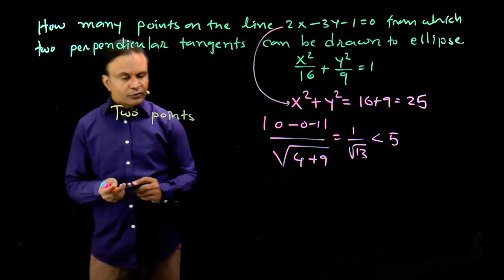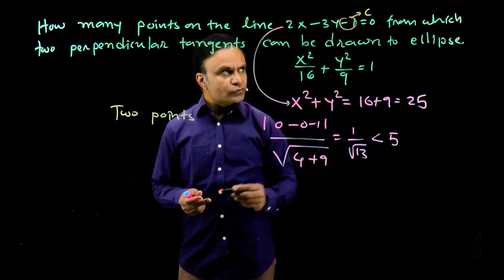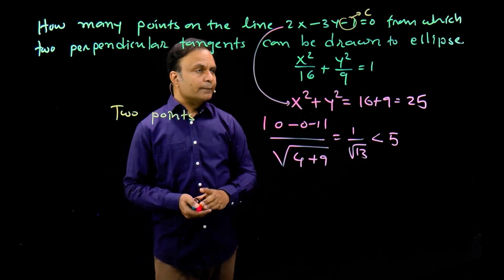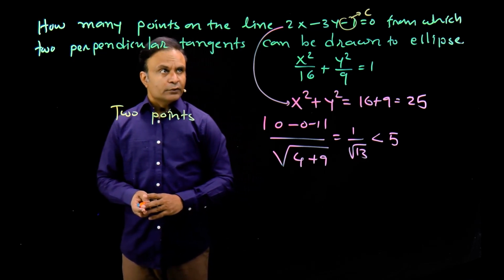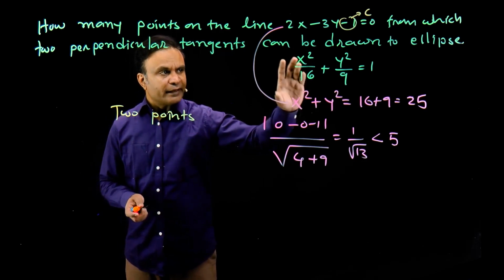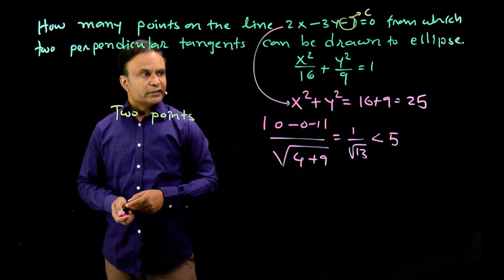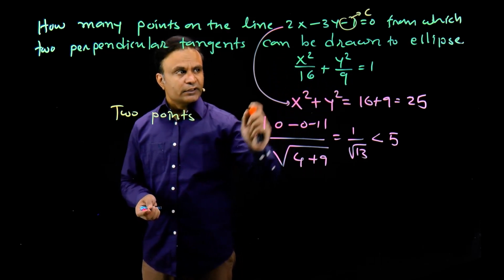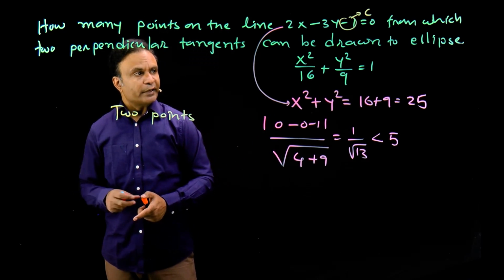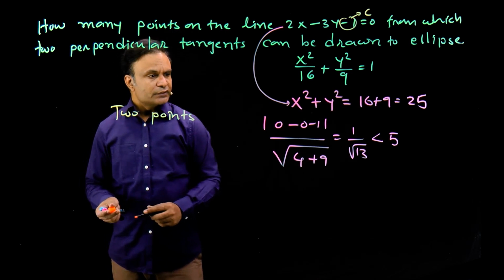Okay, now suppose in this question we have c, and we are asked to find the values of c so that there is no point on this line from where we can draw perpendicular tangents. इस लाइन के ऊपर ऐसा कोई भी पॉइंट नहीं होना चाहिए जहां से इस एलिप्स के जो दो टेंजेंट्स हैं वो परपेंडिकुलर हैं. So again I will find the distance.